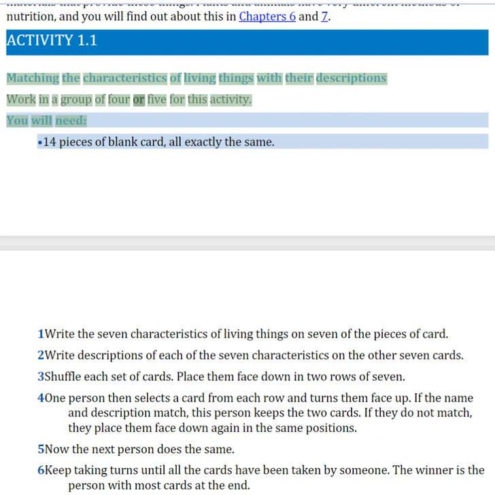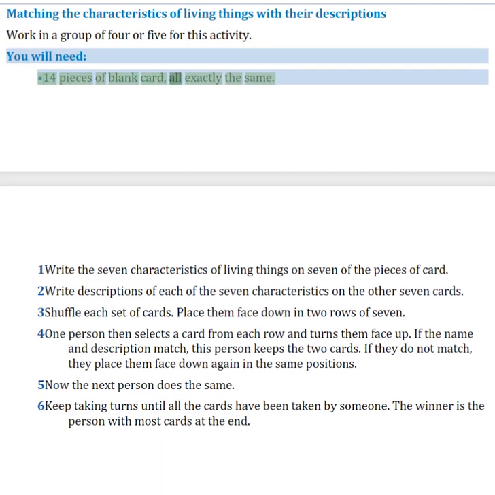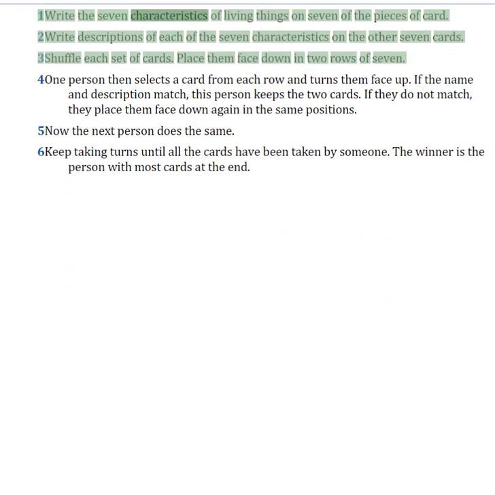Activity 1.1. Matching the characteristics of living things with their descriptions. Work in a group of 4 or 5 for this activity. You will need 14 pieces of blank card, all exactly the same. 1. Write the 7 characteristics of living things on 7 of the pieces of card. 2. Write descriptions of each of the 7 characteristics on the other 7 cards. 3. Shuffle each set of cards. Place them face down in 2 rows of 7.